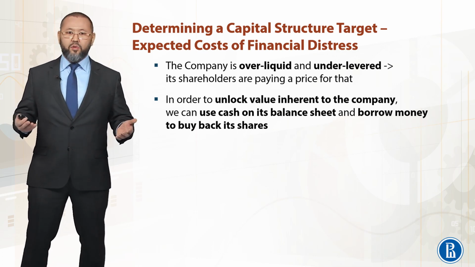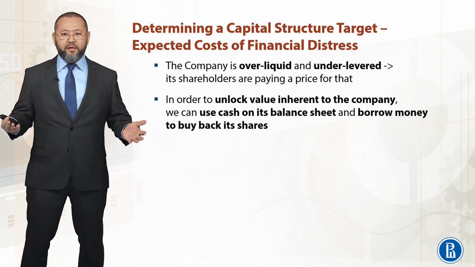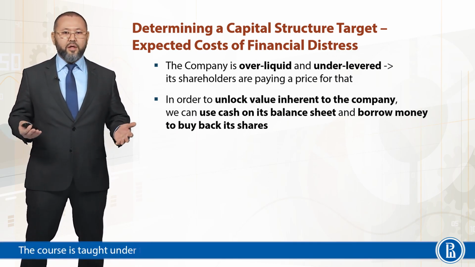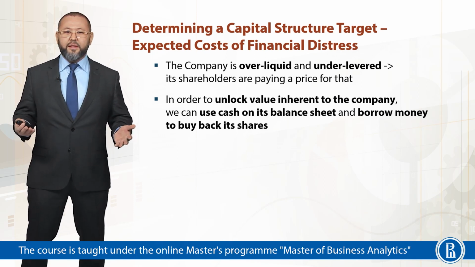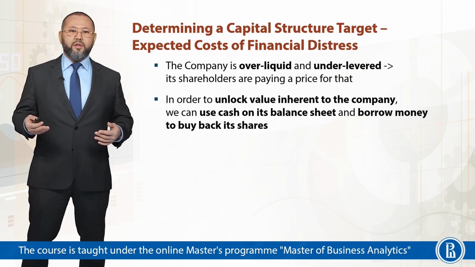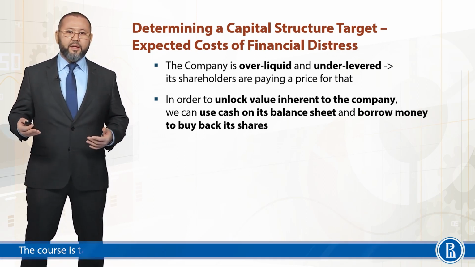Our company is overliquid, it has excess cash, and is underlevered, it has 0 debt. So its shareholders are paying a price for that. And in order to unlock value inherent to the company, we can use cash on its balance sheet and borrow money to buy back its shares.